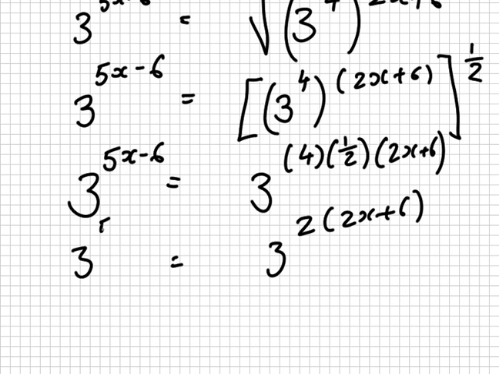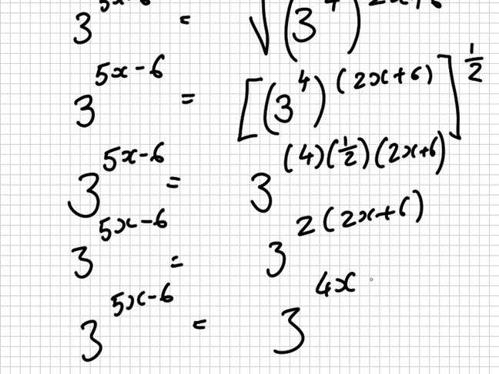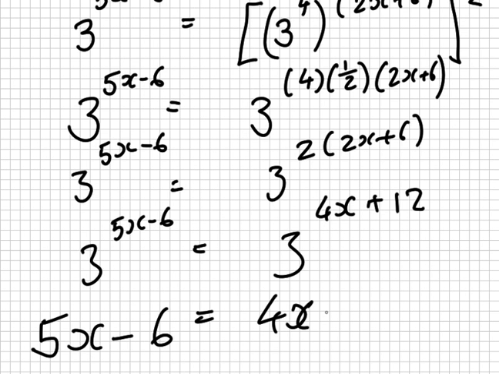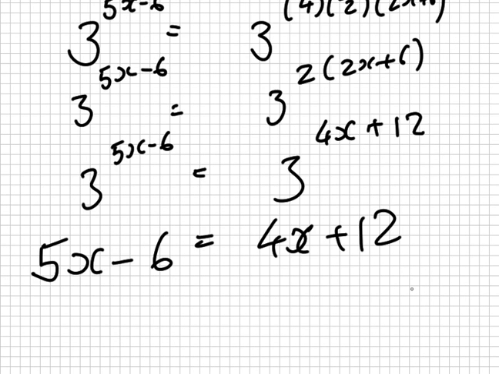Okay, so we can expand on the top. 3 power 5x minus 6 equals 3 power 4x plus 12, yes, thanks. Again, comparing, we know that it is only true if 5x minus 6 equals 4x plus 12. So we get x must equal 18. That's the answer at the end.